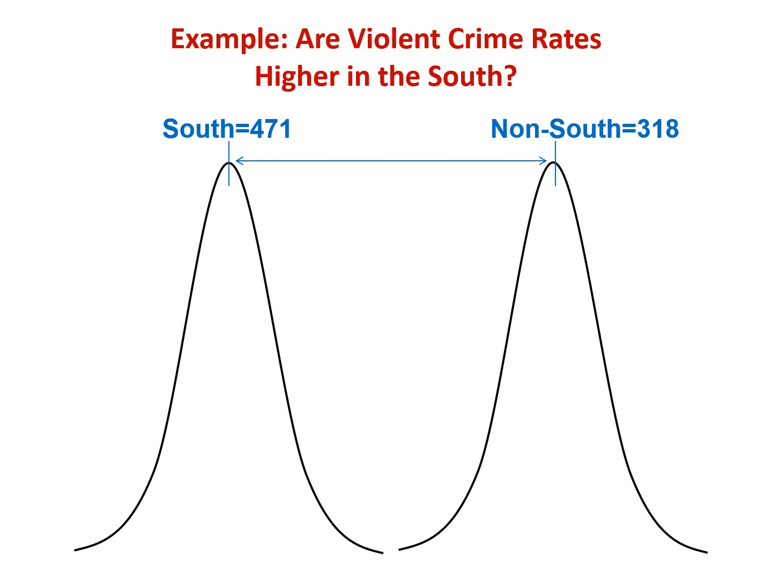The example in this video deals with a commonly discussed issue in criminal justice. Are violent crime rates in the South higher than the rest of the country? We examine the question using state-level data. On the surface, the crime rates look different. The average violent crime rate in the South is 471 crimes per 100,000 people, while in the rest of the country it is 318. The question is whether this difference is statistically significant.